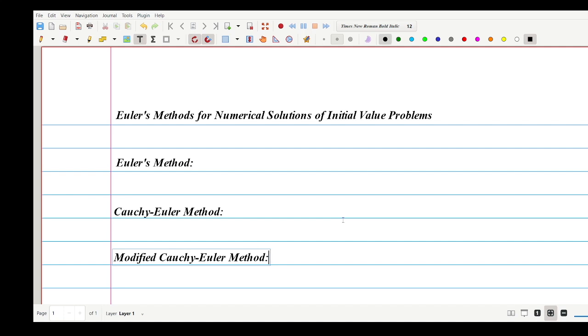So we begin with an initial value problem. Given an initial value problem of this form, y' = f(x, y), with the initial condition y(x0) = y0, we will also be given one quantity h, which is a small positive real number, and then we will define xn = xn-1 + h.